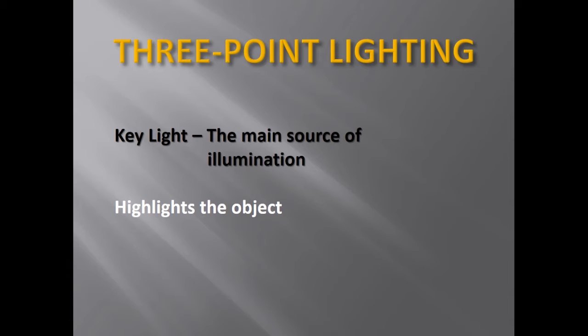We don't ever shine lights directly into our subject's eyes or straight on front. That's going to create weird shadows that won't flatter our subject. So the key light goes in front of the subject to one side, either the right or the left side, and it hits them at an angle.